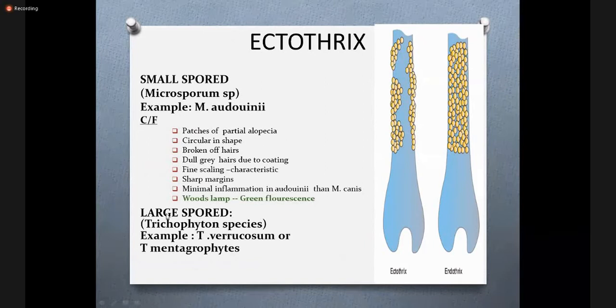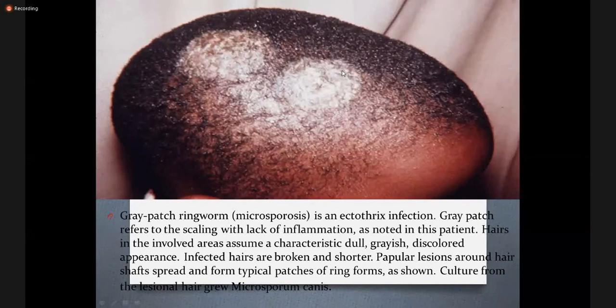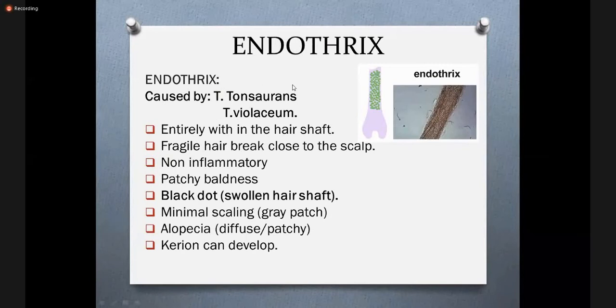This is a gray patch, ectothrix. It refers to scaling with a lack of inflammation. There are broken off hairs with gray and maybe fine scales. Okay, this is endothrix, which is caused by Trichophyton tonsurans and violaceum. It is entirely within the hair shaft. Okay, the hair becomes fragile and is broken off. It is also non-inflammatory. It presents as patchy baldness or a black dot like this. This is black dot.